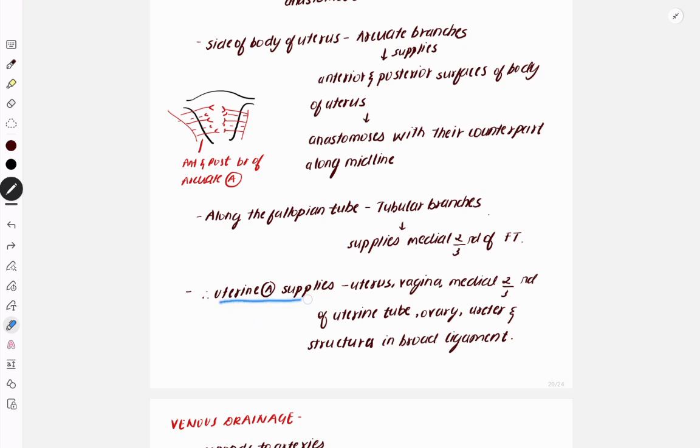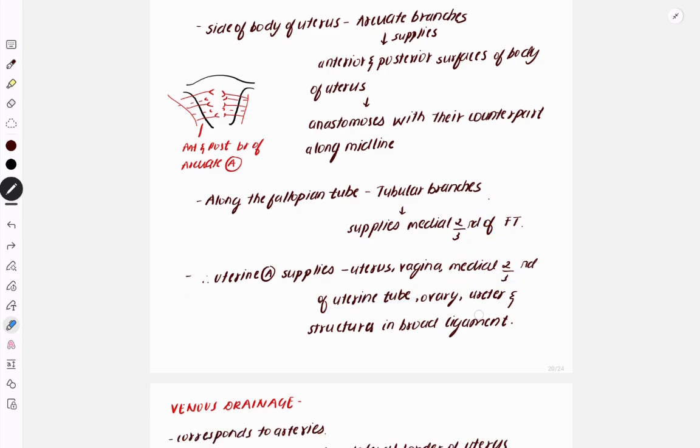Therefore, we can conclude that the uterine artery not only supplies the uterus, but as it gives vaginal branches, cervical branches and ureteric branches, it also supplies the vagina, the cervix, and the ureter. It also supplies some of the structures in the broad ligament, and most importantly, the tubular branches also supply the medial 2/3 of the fallopian tube.